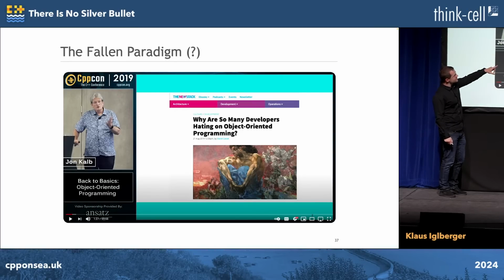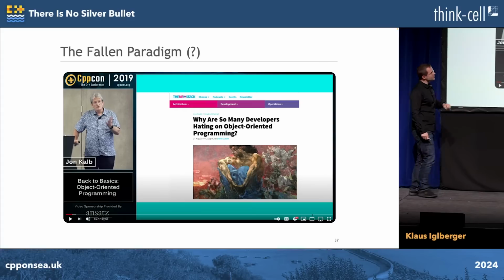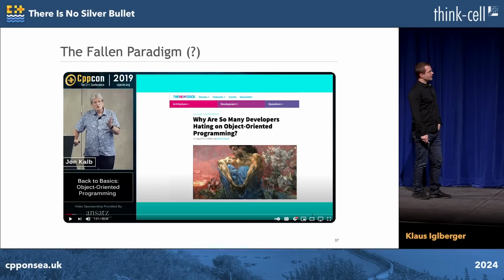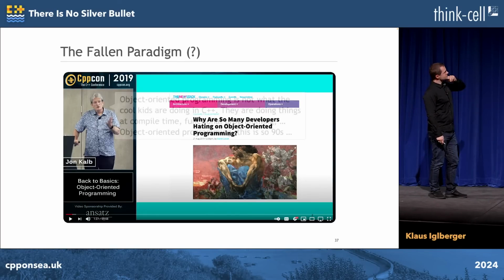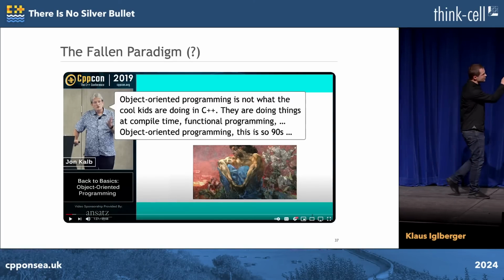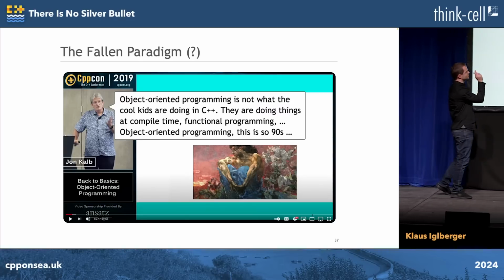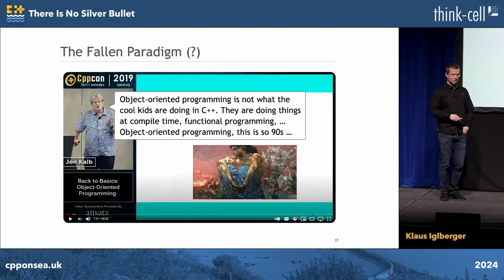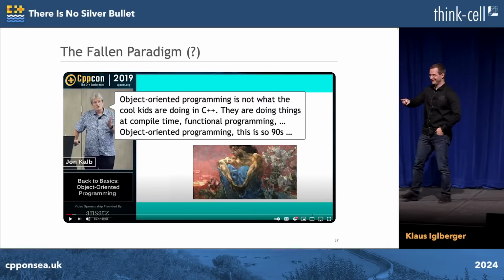Jon actually starts with a slide entitled, "Why are so many developers hating on object-oriented programming?" And pretty much just the following thing. Object-oriented programming is not what the cool kids are doing in C++. They're doing things at compile time. Functional programming. Object-oriented programming, this is so 90s. Okay, yeah, this is what you said.